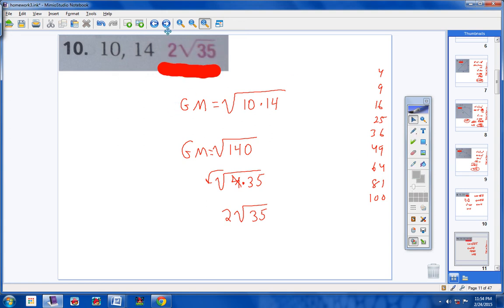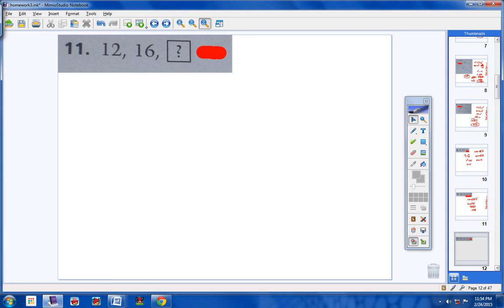There we go. Alright, numbers 11 and 12. The directions say to complete the Pythagorean triple. Okay? Complete the Pythagorean triple now. They do want you to assume that their sides are going from smallest to largest. So in this case here, you're given the two smallest sides, or the two smallest numbers, and you want to find the biggest number. So it goes over here, okay?